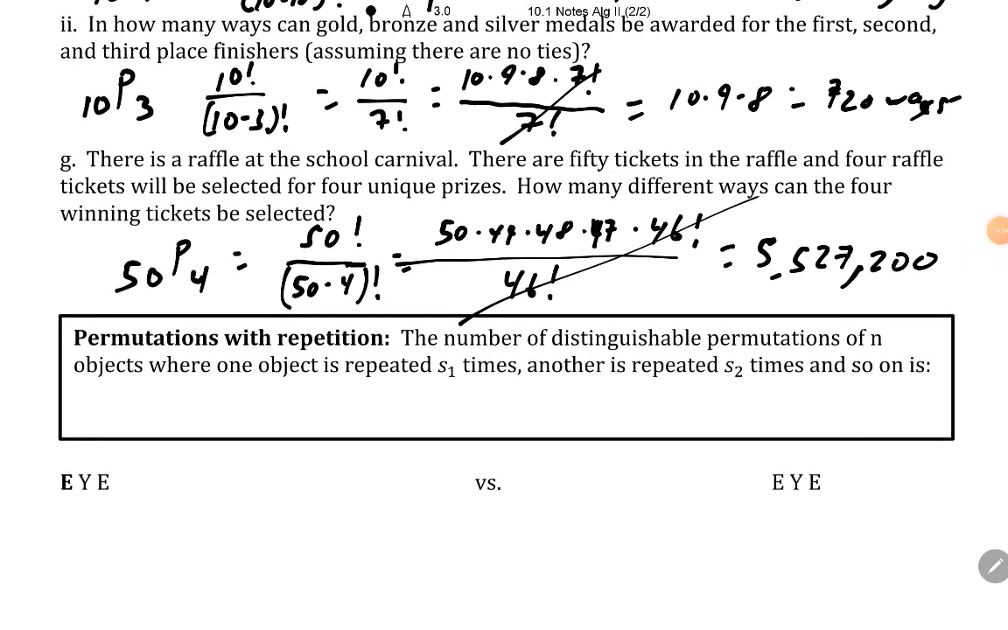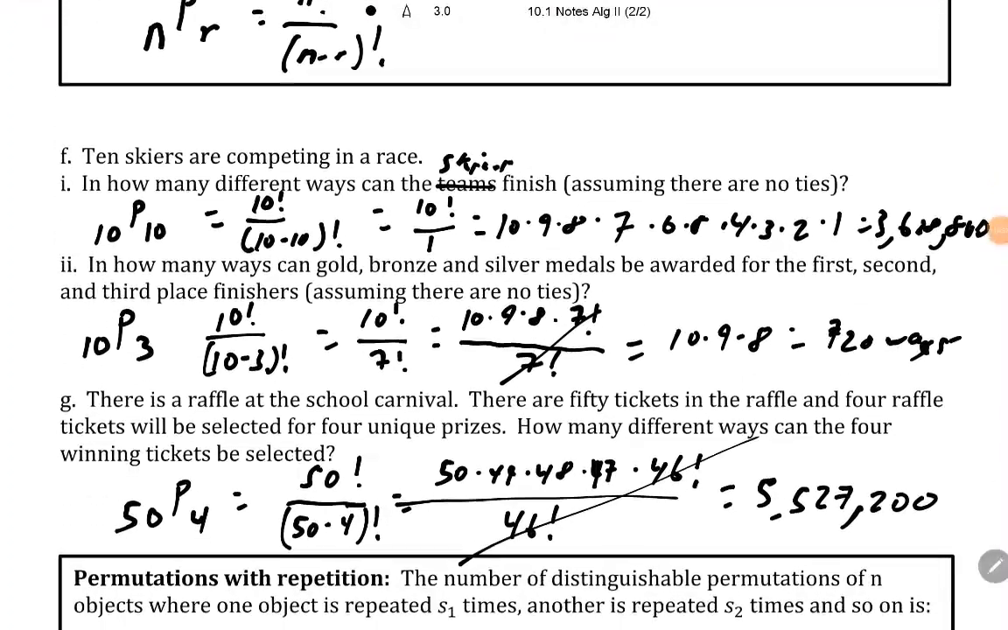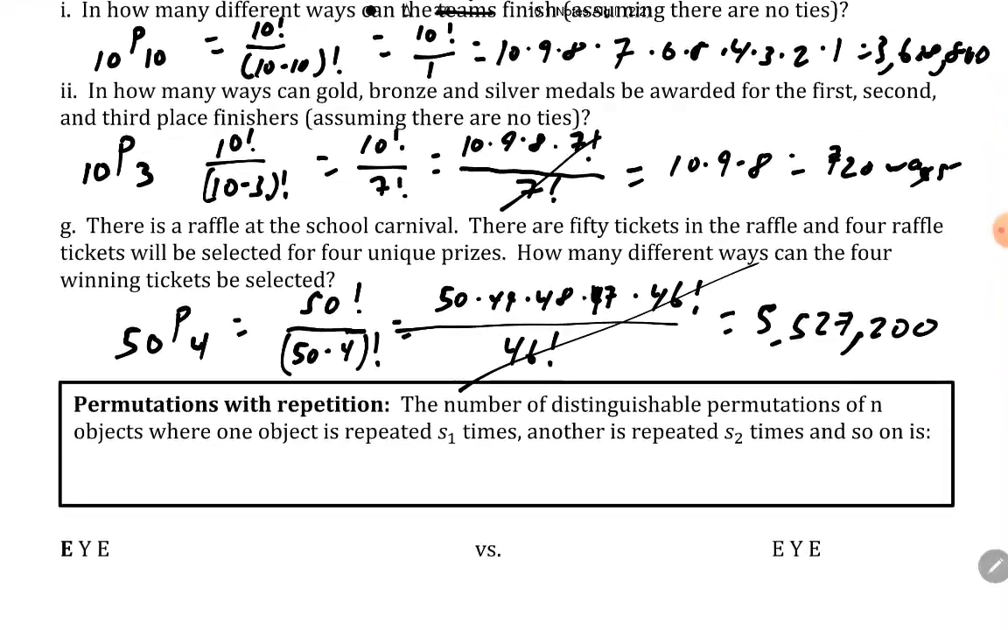Permutations with repetition. Before, we've been working with permutations without repetition, which means once you take one, it can't be chosen again. Like with the 10 different skiers, the person that comes in first place can't also come in last place. Now we're going to do permutations with repetition, and that is equal to n factorial over s1 factorial, s2 factorial, s3 factorial, and so on.